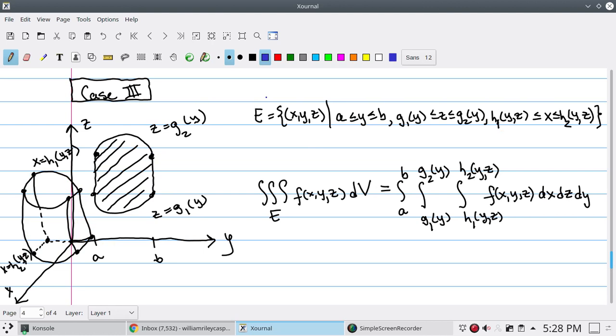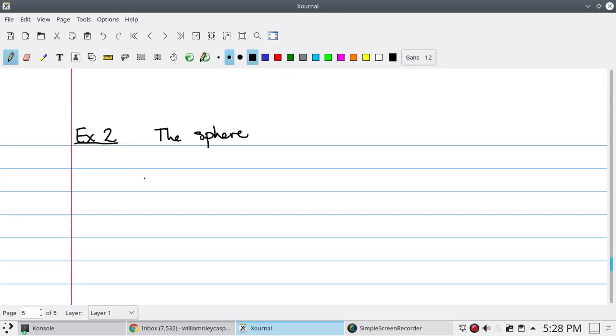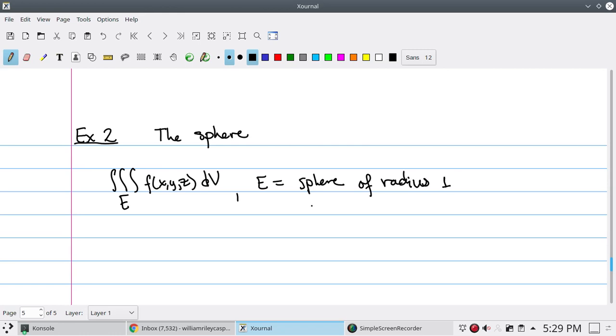And so far this thing has been a little bit abstract, so we're going to look at this through the guise of a couple examples. So in this example, what I want to do is calculate the triple integral over E of some function, say f of x, y, z, dV, where here E is the sphere of radius 1 centered at the origin.